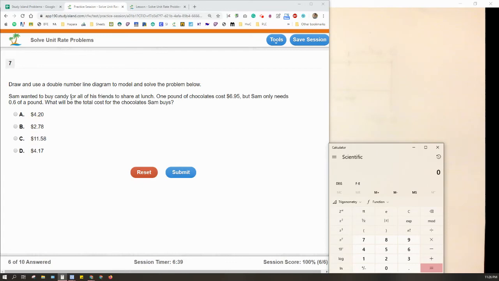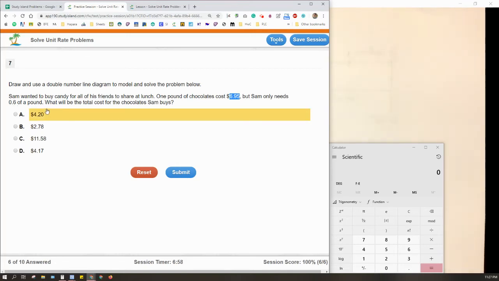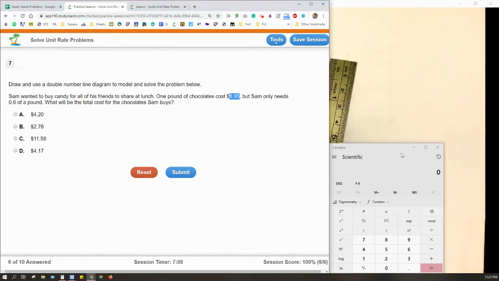Sam wanted to buy candy for all his friends to share at lunch. 1 pound of chocolates costs $6.95. So we've got a pound of chocolates corresponding with $6.95. But Sam only needs 0.6 of a pound, so 6/10 of a pound. What will be the total cost for the chocolates Sam buys? So let's go ahead and draw our double line diagram.